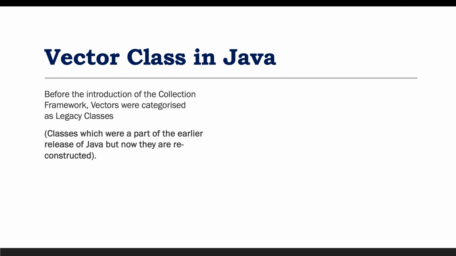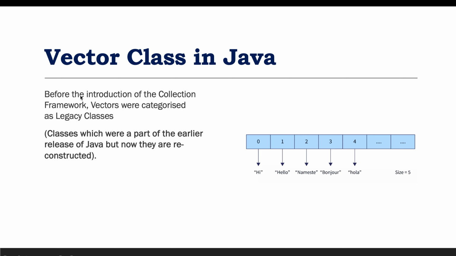Okay, now let's look at the vector class itself. Before the introduction of the collection framework, the vector class was categorized as a legacy class. Legacy classes are classes which were part of earlier releases of Java, but are now reconstructed. Initially it was categorized as legacy, which means very few companies or products were using vector classes because of its synchronized nature, right? Nowadays most products use concurrent, or you can say multi-threaded, environments.